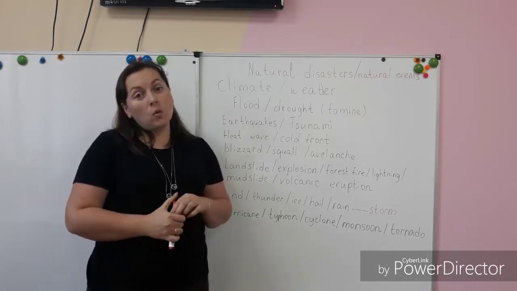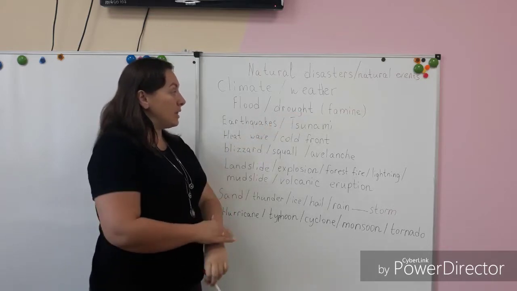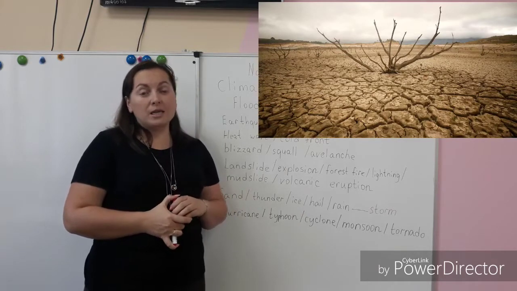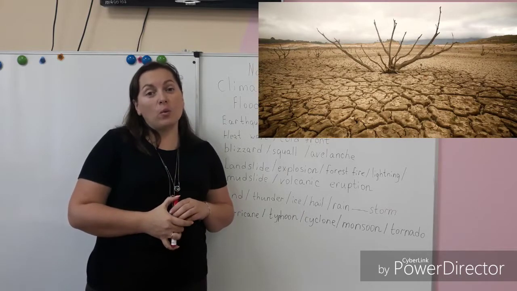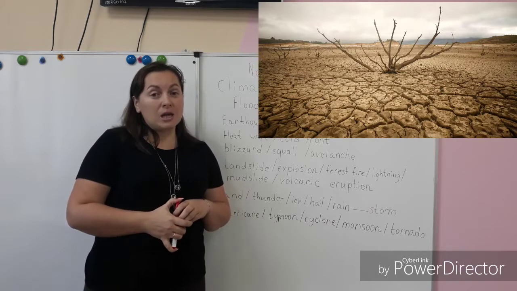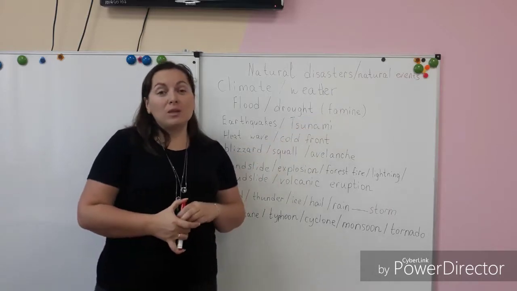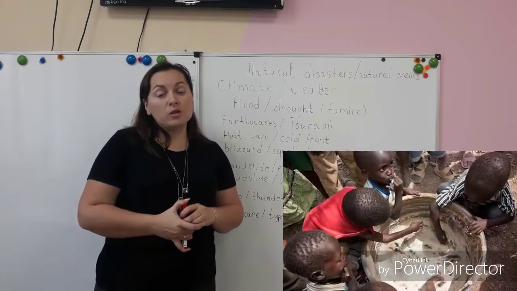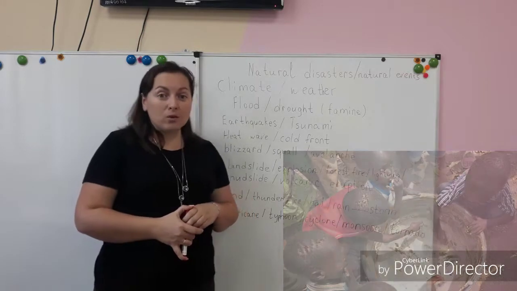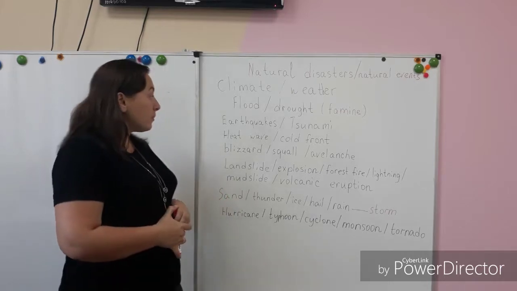And what is the opposite of flood? It is drought. So the GH is silent, drought. Drought is the opposite of flood. It is a time when we have no rain, when everything is dry outside, and as a result, people have famine. Famine is a period of time when there is no food and everyone is suffering from lack of food and lack of harvest.